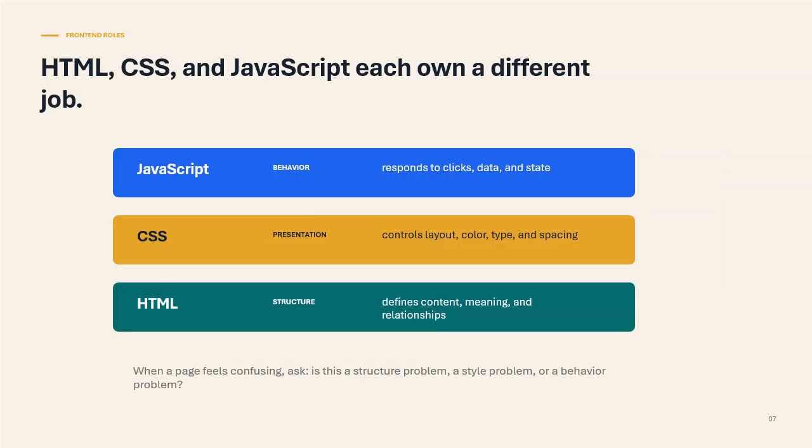HTML, CSS, and JavaScript each have a different responsibility. HTML defines the structure, CSS controls the presentation, and JavaScript adds behavior. Separating those jobs makes web projects easier to reason about.